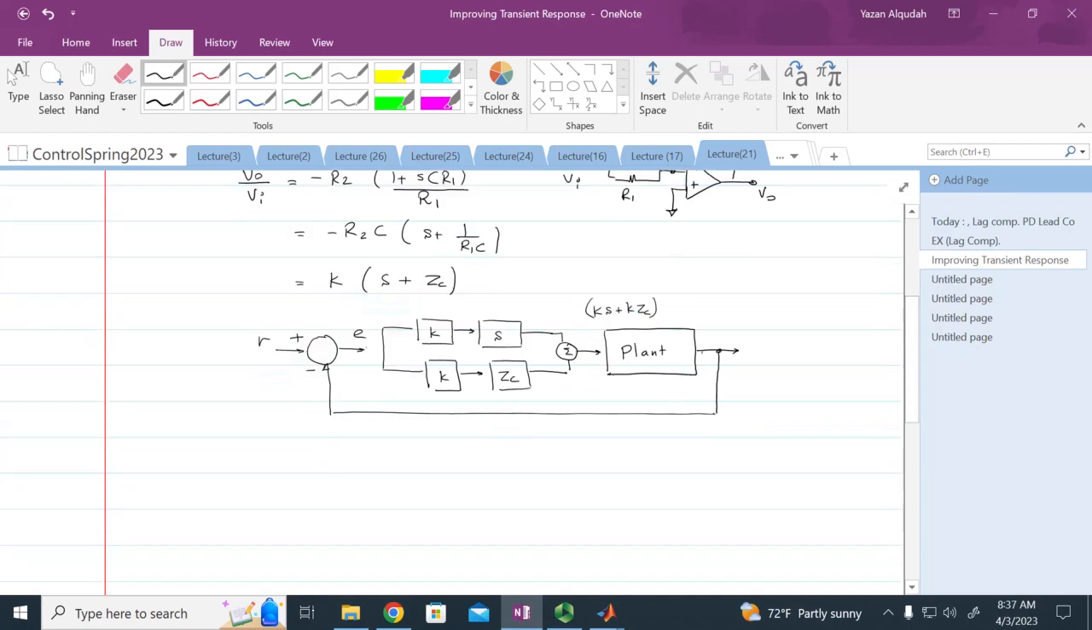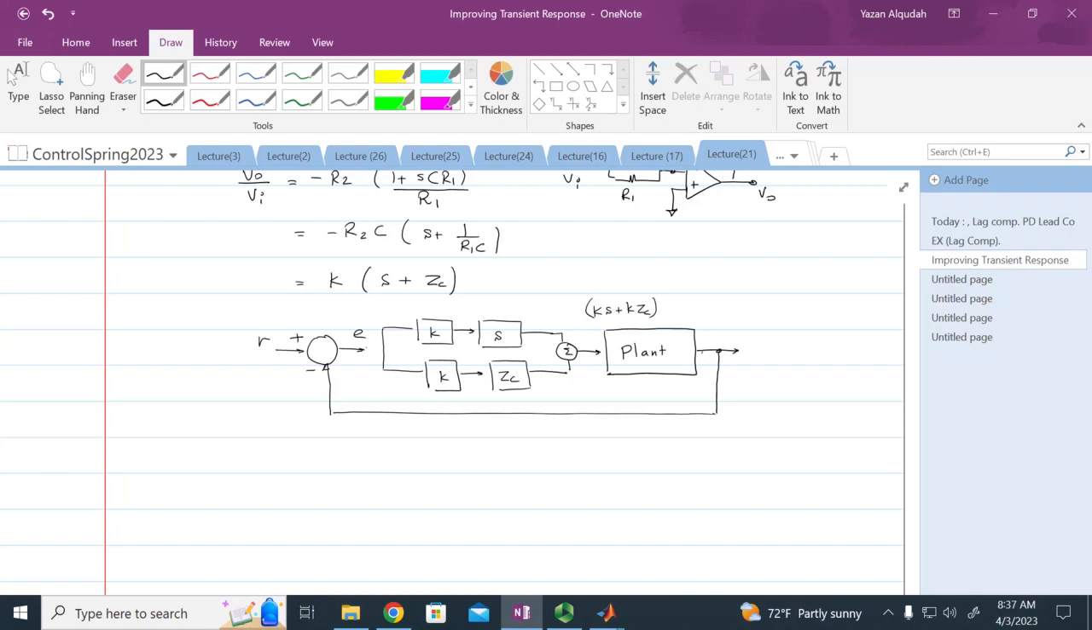Again, this is output over input. So what's happening to the error signal? It's going to get multiplied by a constant here. And then what is it going to get multiplied by? A derivative. What is the derivative going to do? Yes, it's going to amplify the changes in the error signal.